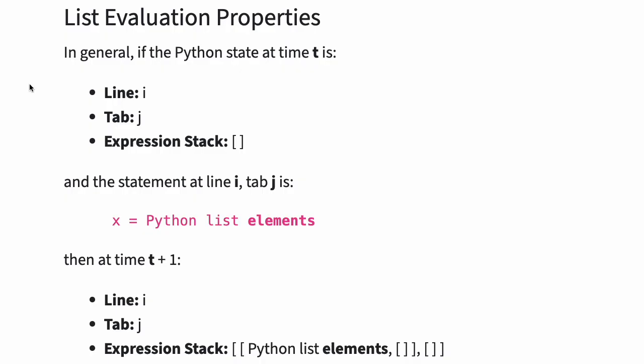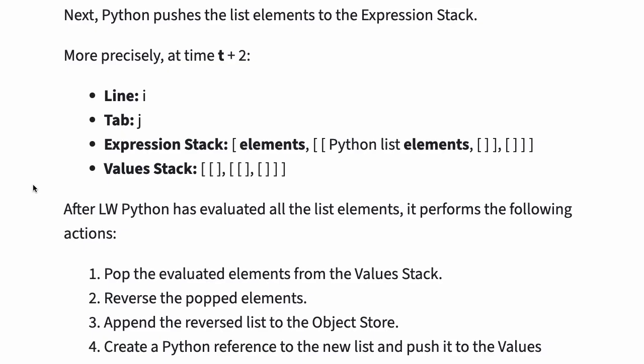In general, if at time t the line is i, the tab is j, and the expression stack is empty, and the statement at line i tab j is x = the Python list elements, then at time t+1, the line and tab are still i and j, and the list is pushed into the expression stack. Then Python pushes the list elements to the expression stack. More precisely, at time t+2, the line and tab stay the same, and the list elements are pushed on top of the expression stack.